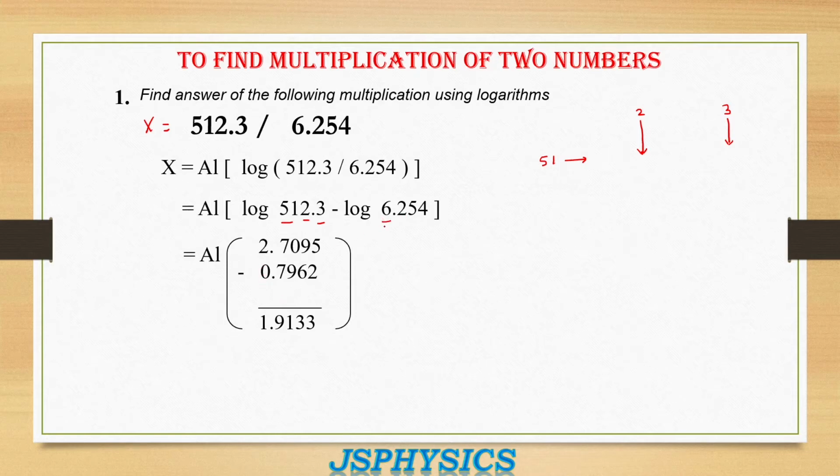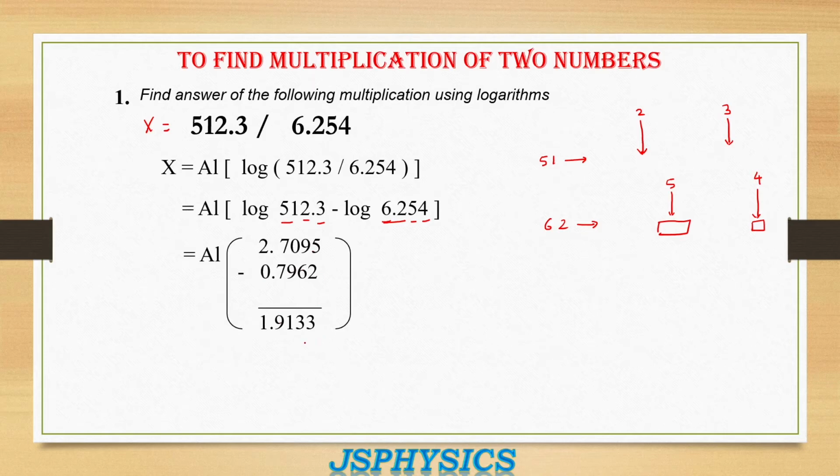To find the mantissa, we see the row of 62 under the column of 5 and the mean difference of 4. In the row of 62 under the column of 5 we search for this number, and in the row of 62 under the column of mean difference 4 we search for this number. On adding these two you get the number 7962. Now we have to subtract these two. By normal subtraction you get the answer 1.9133.